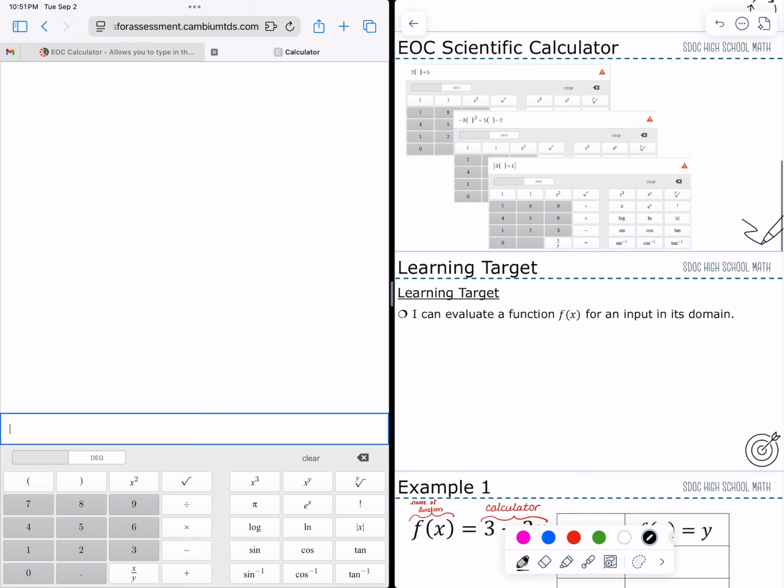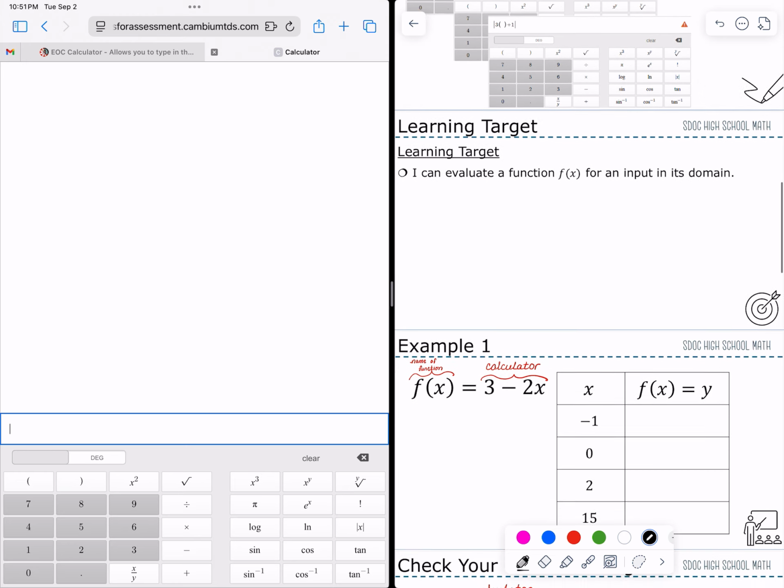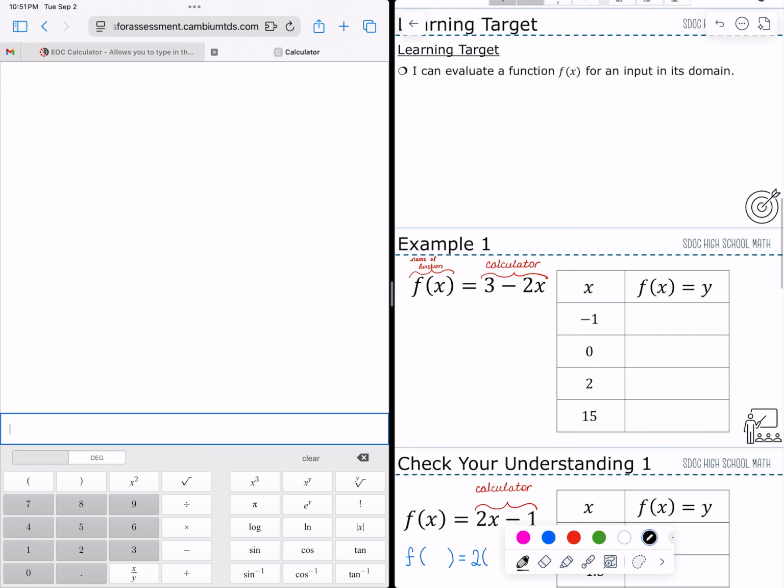These are some of the calculator tools that we're going to be using. Our learning target today is to be able to evaluate a function for an input in its domain. The input would be the x values, and then our output is our y values.